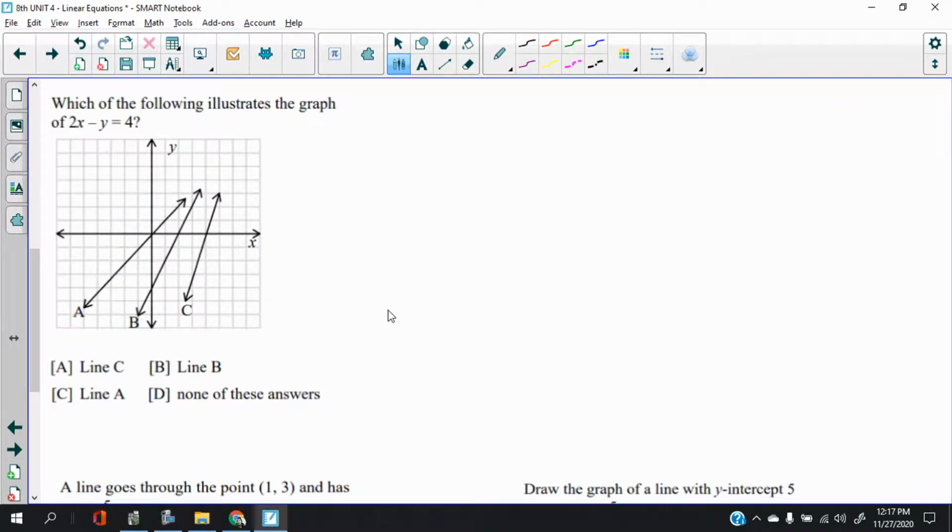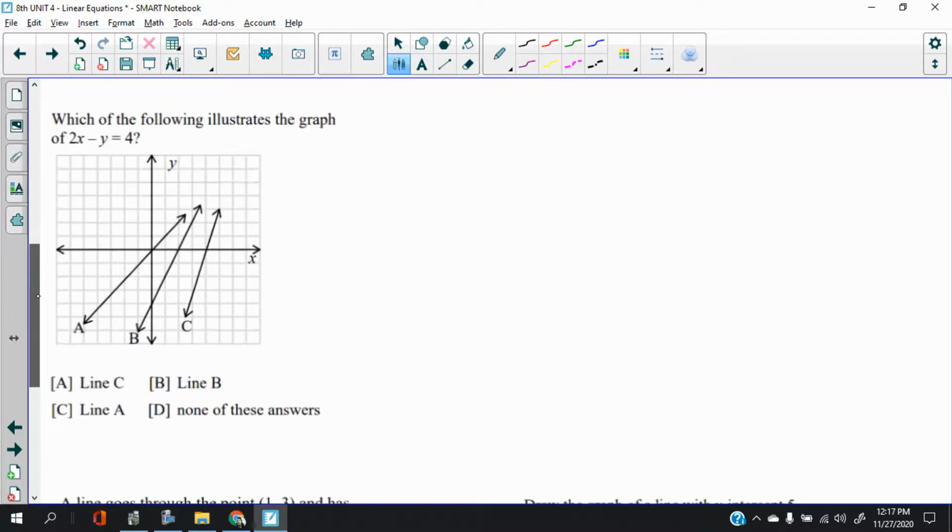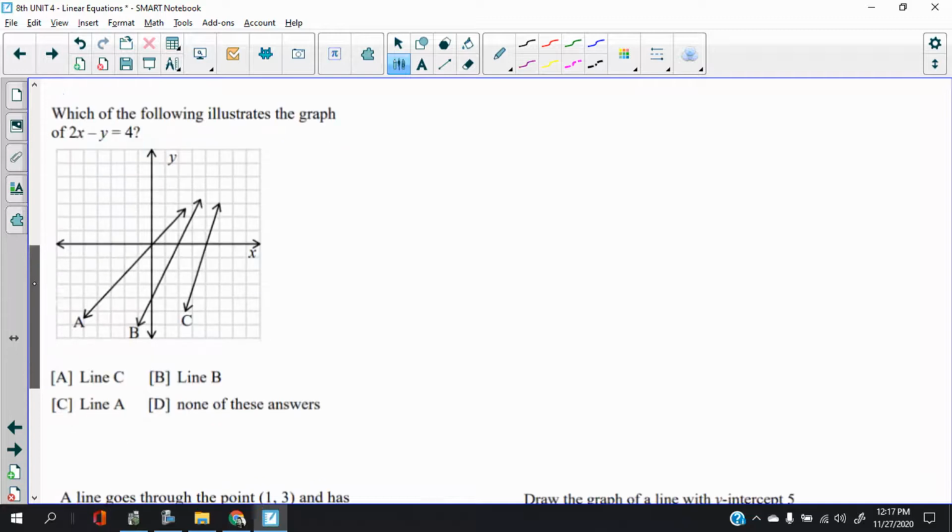Okay, all right, and we're back. Hopefully you got some nice practice going on there, and I want to show you some regents practice questions. Let's take a look. Which of the following illustrates the graph of 2x minus y equals 4? But did we just do that? No, it's 2x minus y equals negative 2.